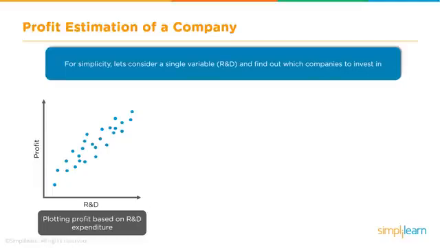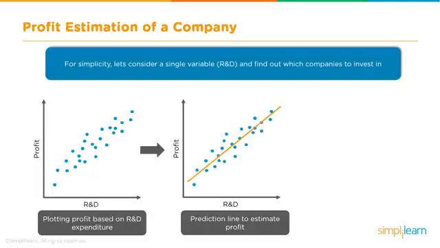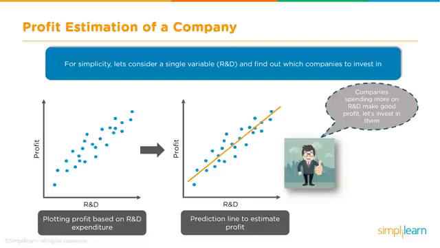So when we take our R&D and we're plotting the profit based on the R&D expenditure, how much money they put into the research and development, and then we look at the profit that goes with that. We can predict a line to estimate the profit. So we can draw a line right through the data. And when you look at that, you can see how much they invest in the R&D is a good marker as to how much profit they're going to have. We can also note that companies spending more on R&D make good profit. So let's invest in the ones that spend a higher rate in their R&D.